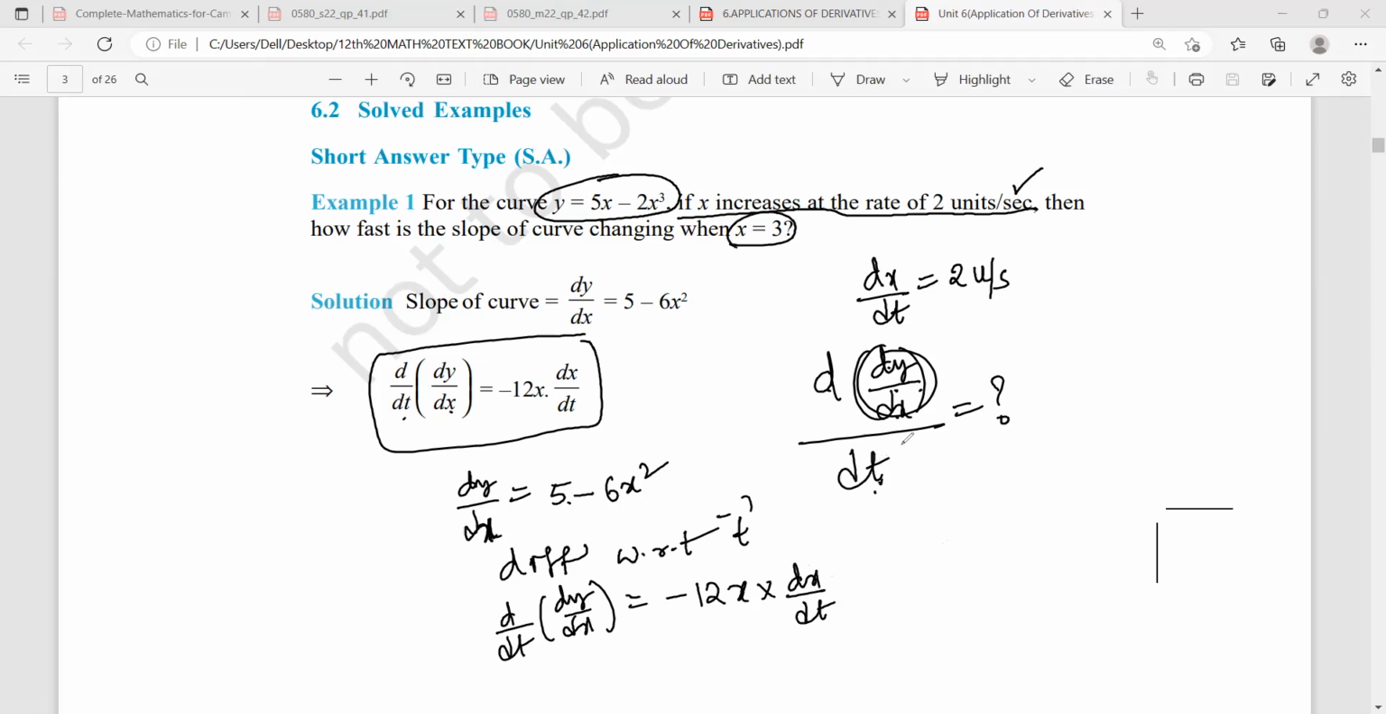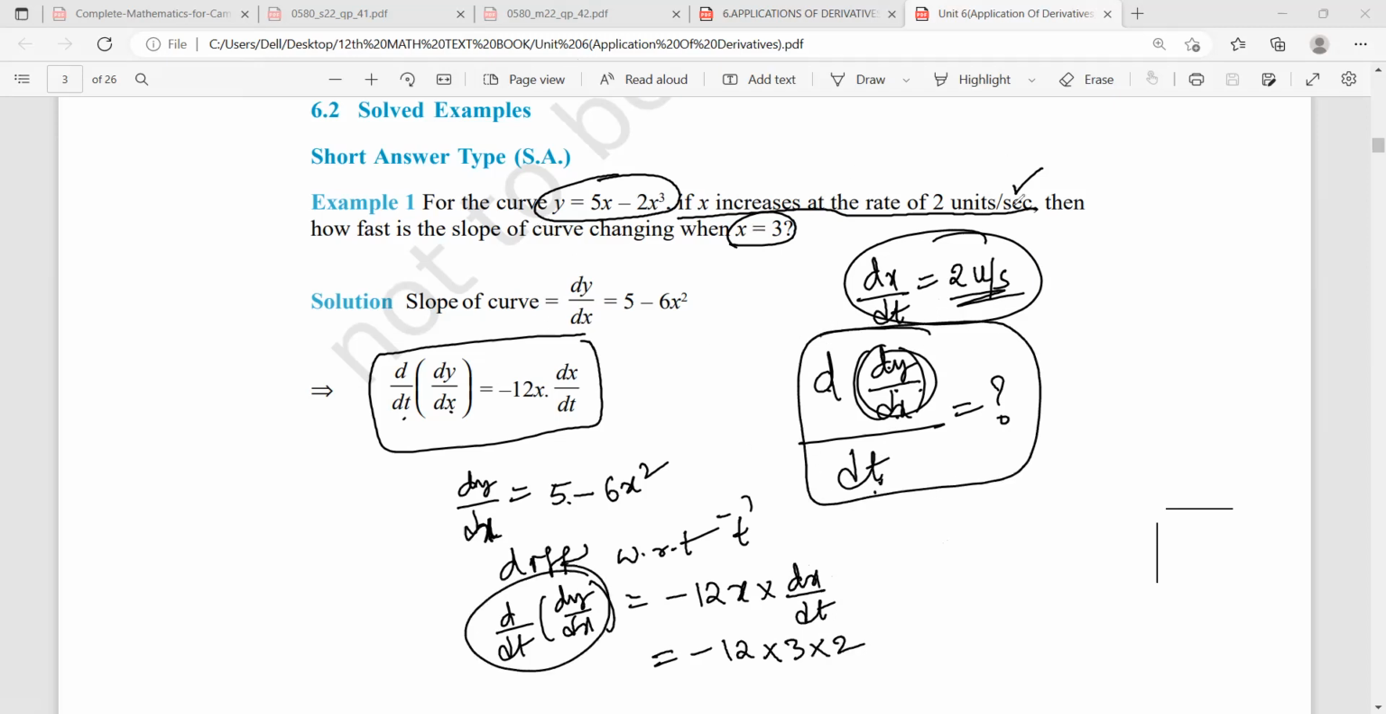X is 3, and dx by dt is this one. So we can find it, and that is the answer. dx by dt is what you are given. This is what you need to find, I told you what it is. d by dt of dy by dx is the answer. How fast is the slope of the curve changing? This is the slope of the curve. dy by dx is nothing but f dash of x, and d by dt of it is what the question asks.